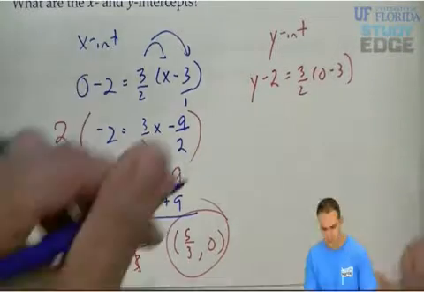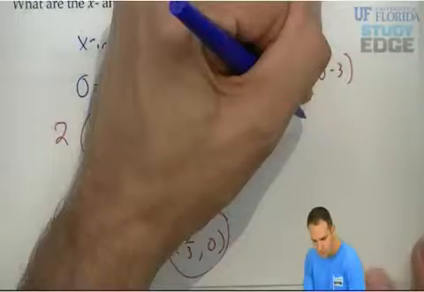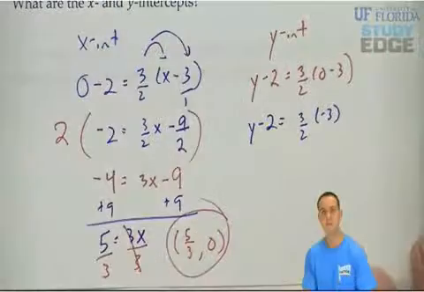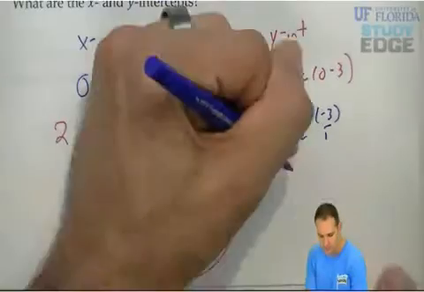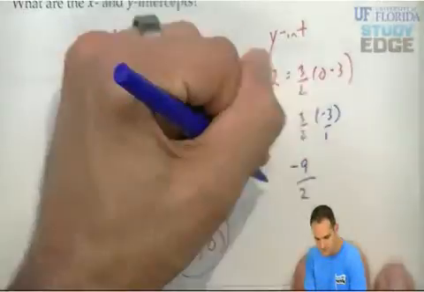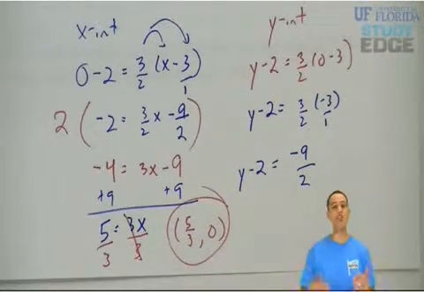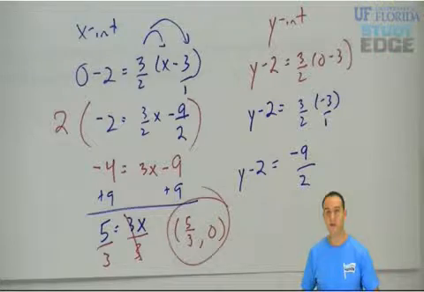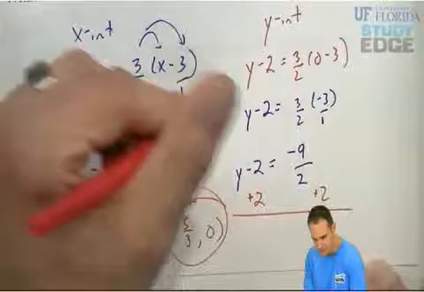Here we go, let's solve this one. y minus 2 equals 0 minus 3 would be negative 3. I need to multiply here, so I'll multiply the numerators together. I'll multiply the denominators together. In this case, I can just go ahead and add 2 over, because all you do to finish this up is solve for y. So I'm going to add 2 to both sides.